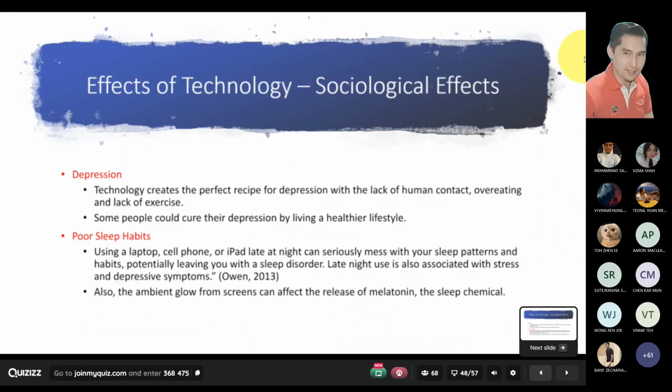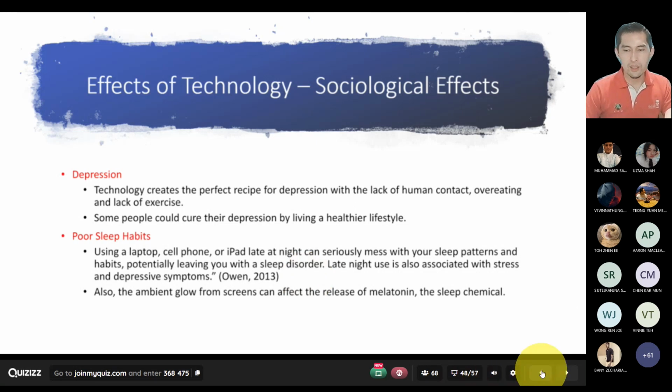Yeah. Other effects when it comes to sociological effects is depression, as highlighted earlier, connecting back to anxiety, and poor sleep habits as well. Yeah. A friend of mine gave me this as a perspective, and I've always remembered it quite evidently, because when you put it into a calculation, it gives a very different impact.